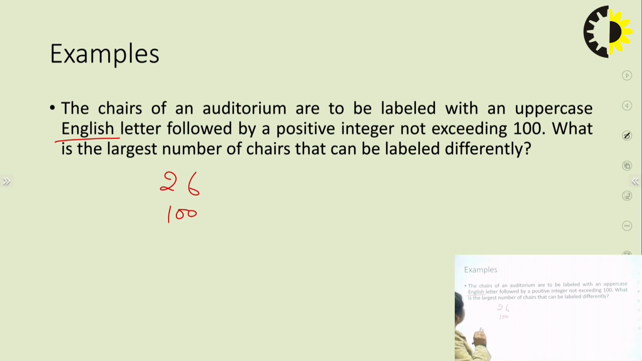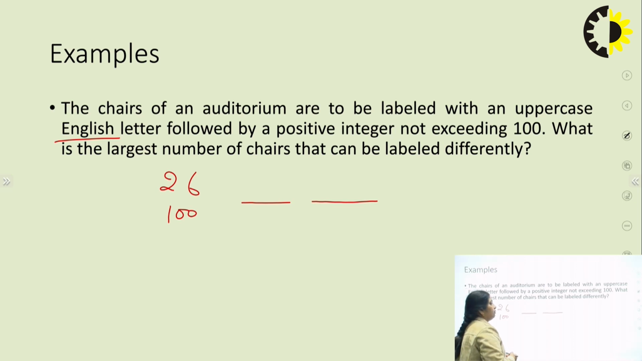So what is the largest number of chairs that can be labeled differently? We have chairs, and those chairs are to be labeled such that we have an English letter followed by a positive integer up to 100. So this work can be divided into a sequence. What is the requirement? A letter followed by a positive integer. So the first part is the letter and the second part is the positive integer up to 100.